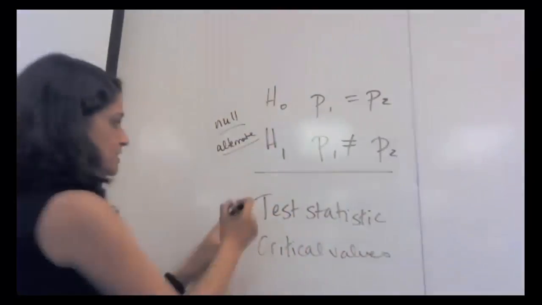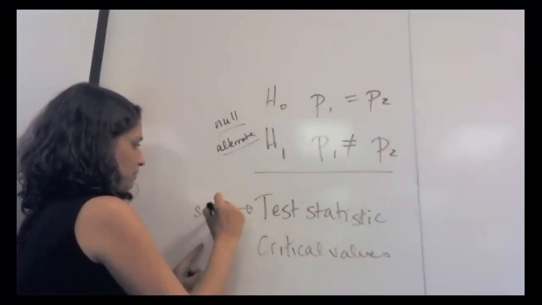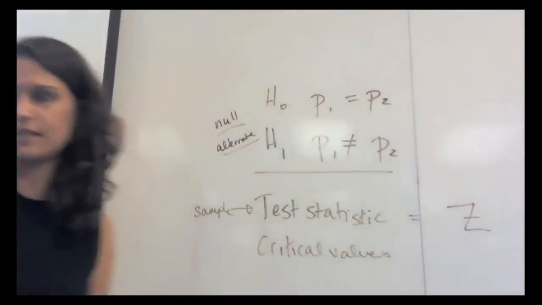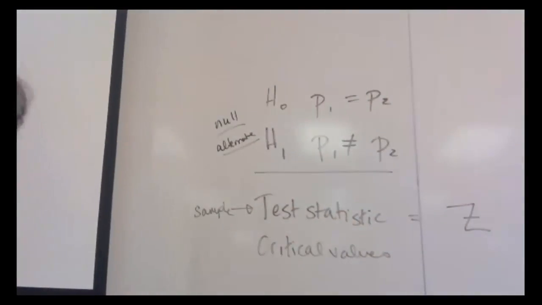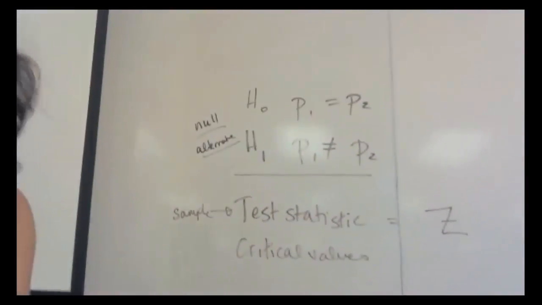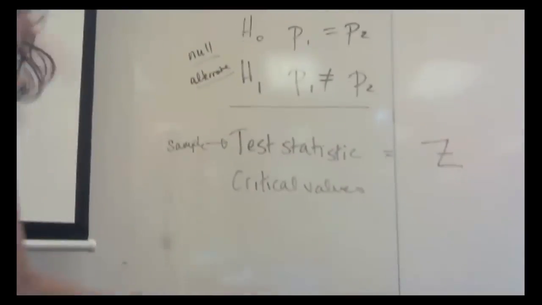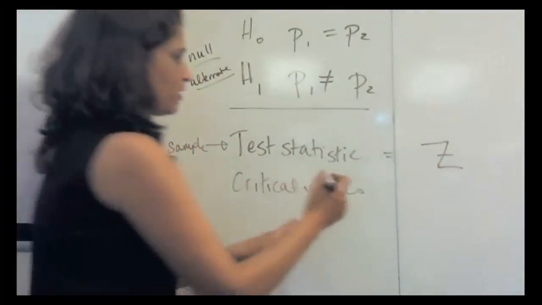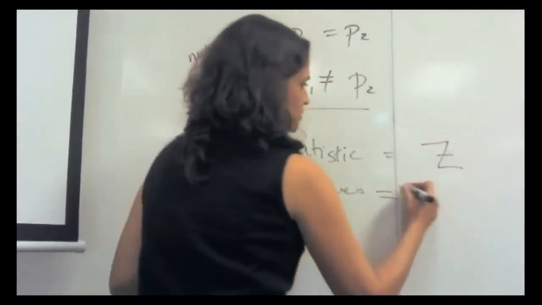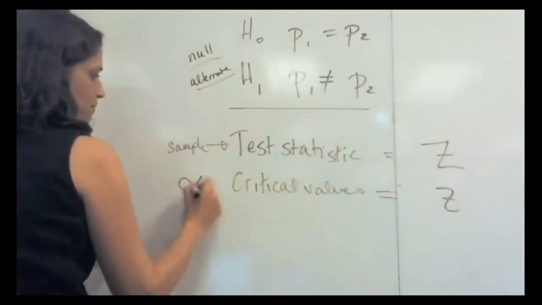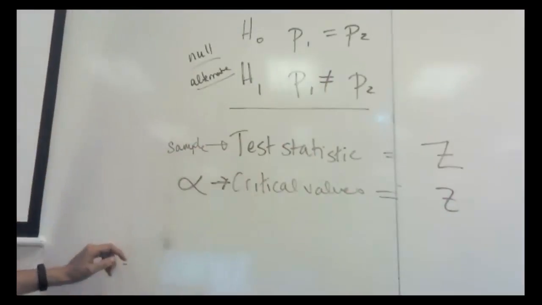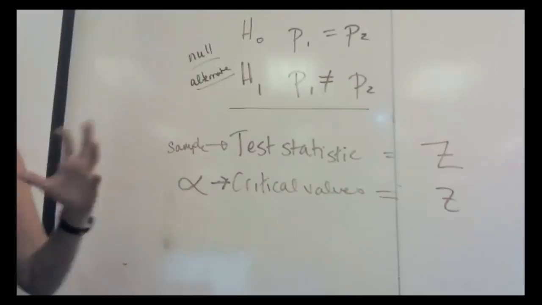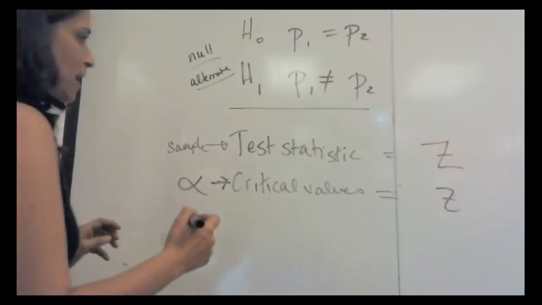The test statistic comes from my sample. In this case, it's a Z test statistic. Right, it could either be T or Z so far. And my critical value, it's also Z, but it comes from alpha. Okay, so my sample, so basically, let's see what we have here.